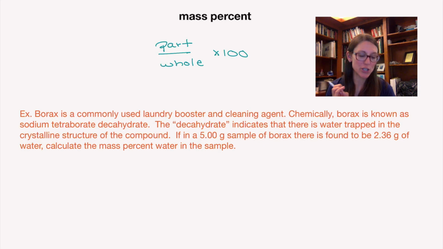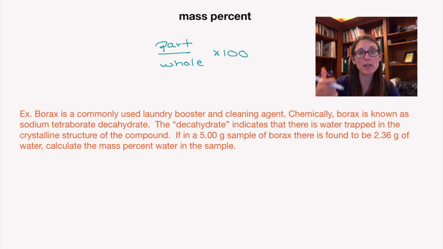But borax is actually sodium tetraborate decahydrate, which means there's sodium in it, there's boron and oxygen, that's the borate piece, and there's water, hydrate. Decahydrate. There's water trapped in the crystals. That's what a hydrate is. And so I could figure out what's the mass percent of water in the borax.